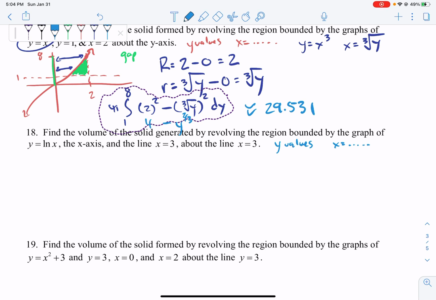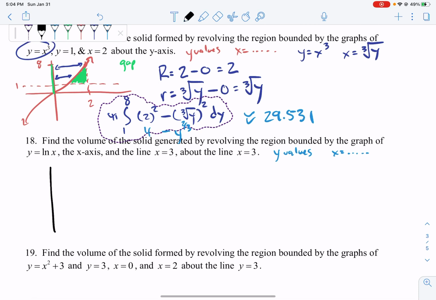So my graph, what are we looking like on this one? We've got, well, let's start with natural log of x. Natural log of x looks something like this, okay? And we want x equals 3, which is over here somewhere. And we want the x-axis, so that's nice. That's just down here. And we're going to rotate this region around the line x equals 3.